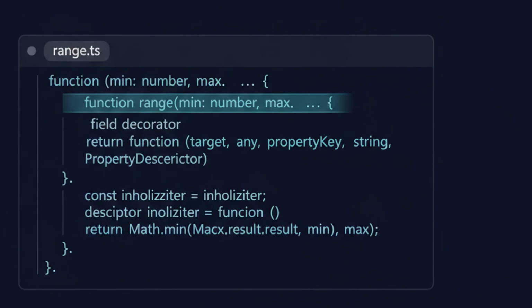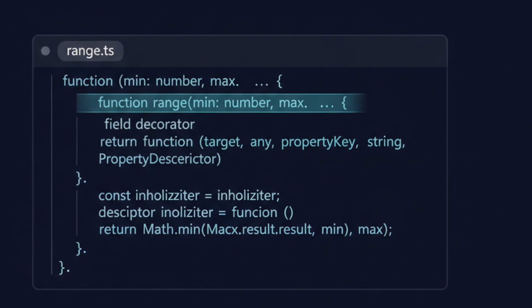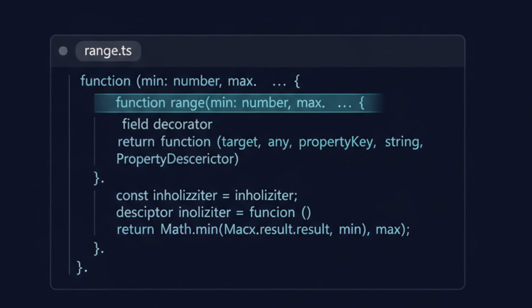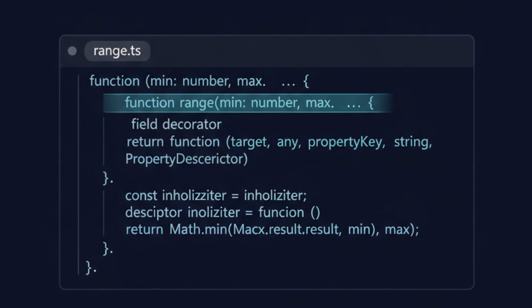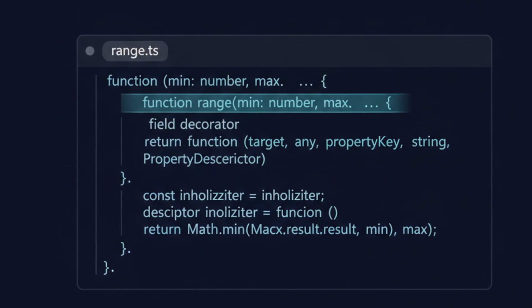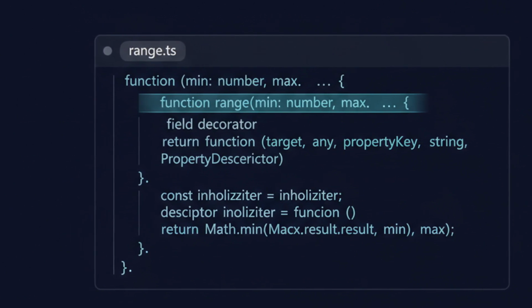Most real-world decorators take configuration. That means a decorator factory, a function that takes your arguments and returns the actual decorator. Here is addRange, a field decorator factory that enforces minimum and maximum bounds. The outer function captures min and max. The inner function is the real field decorator. This closure pattern is how Angular's Input and NestJS's Get accept arguments.